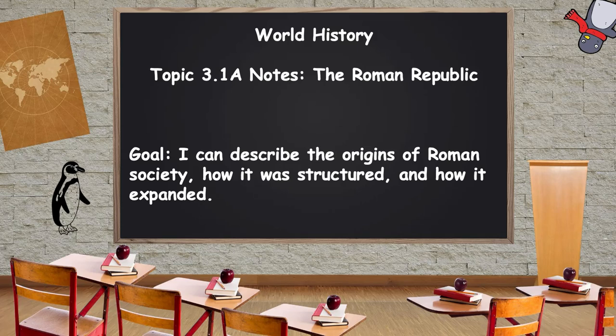Alright, this is our first lesson on the glory that was Rome. Topic 3.1a notes: the Roman Republic. By the end of these notes, you should be able to describe the origins of Roman society, how it was structured, and how it expanded.